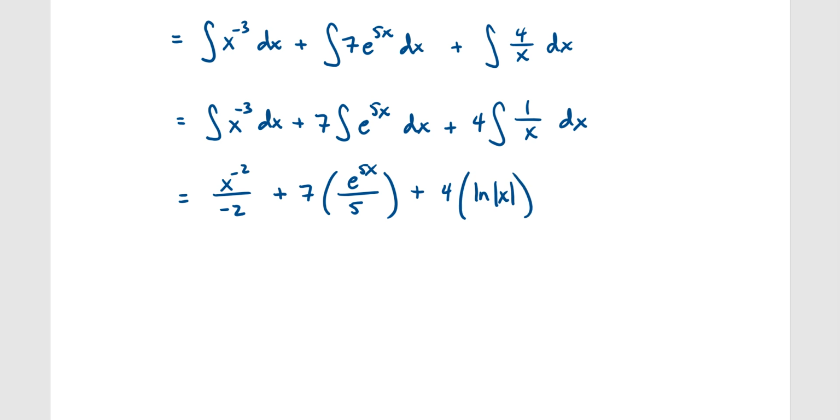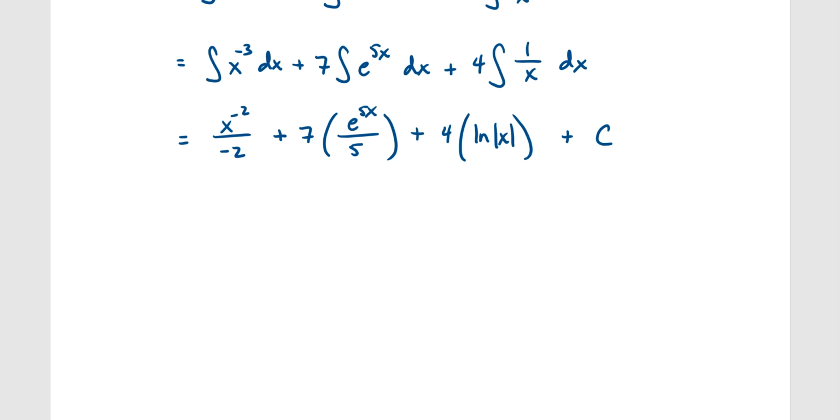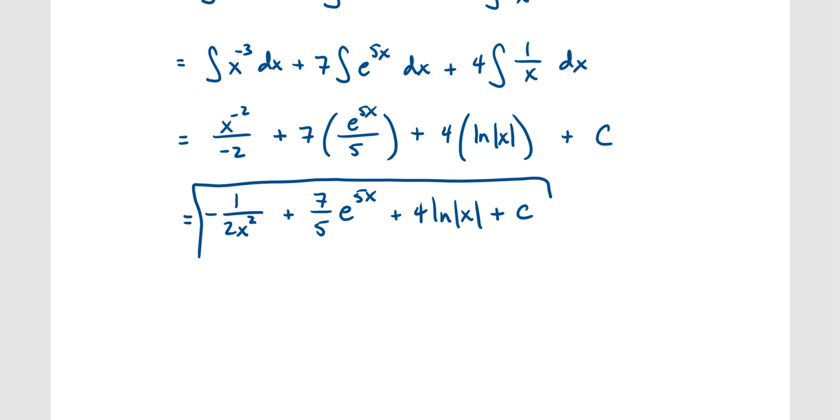So notice that I did not put plus c for each one. We can just put one big plus c at the end, and that's all we need. So we could clean this up a little bit. Let's write this as negative 1 over 2x squared plus 7 fifths e to the 5x plus 4 ln of the absolute value of x plus c. And that looks pretty clean. So there is our antiderivative.